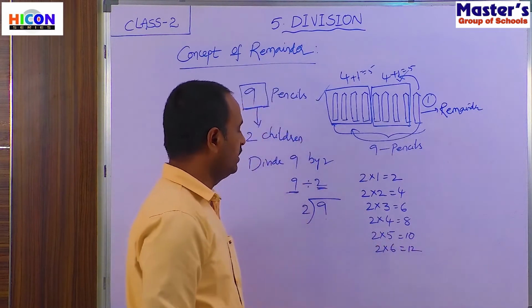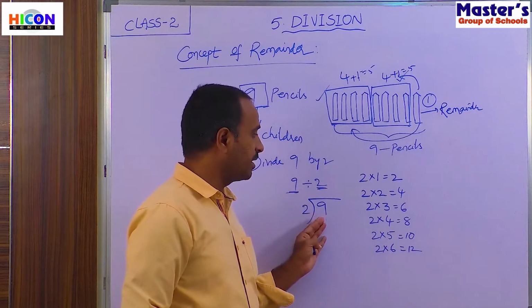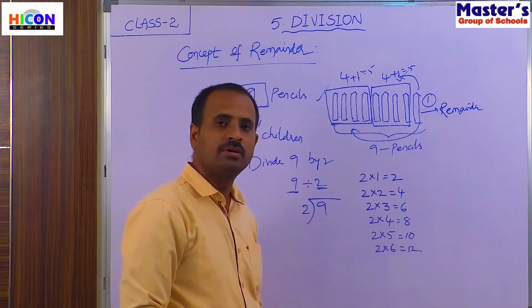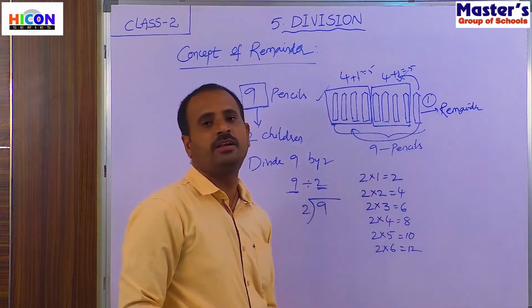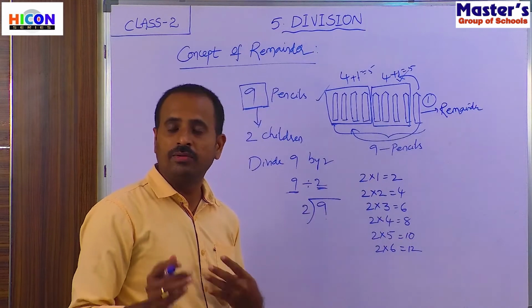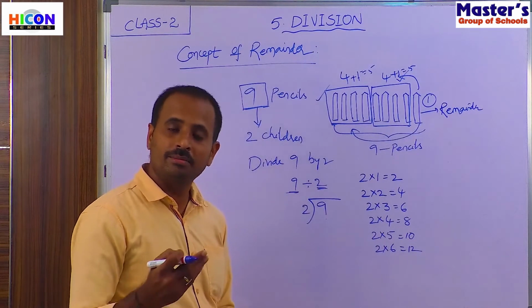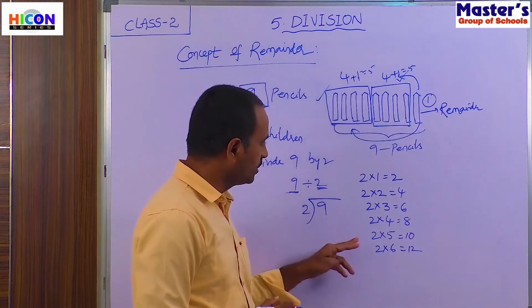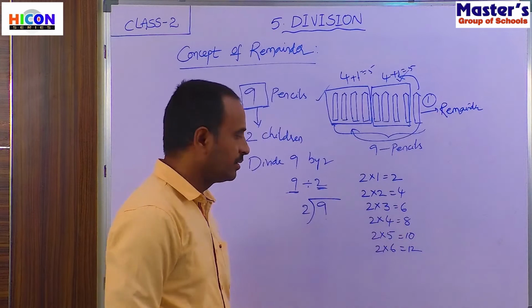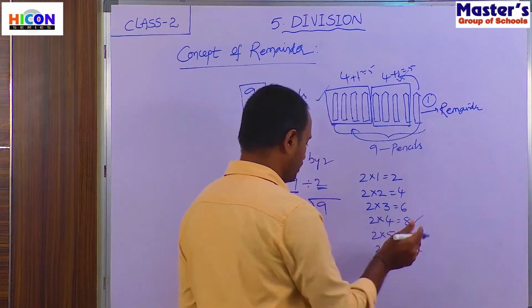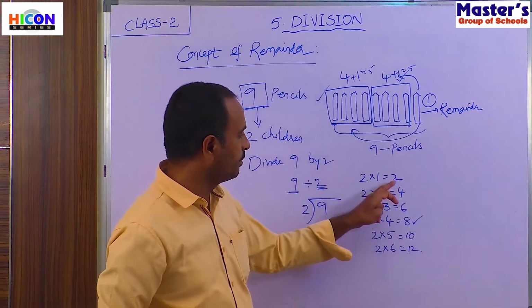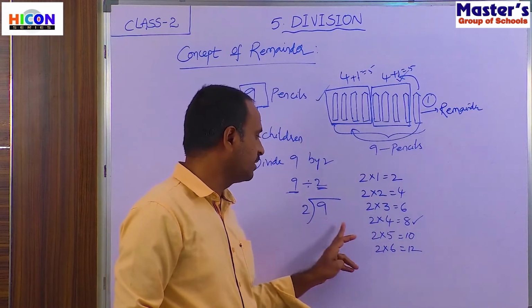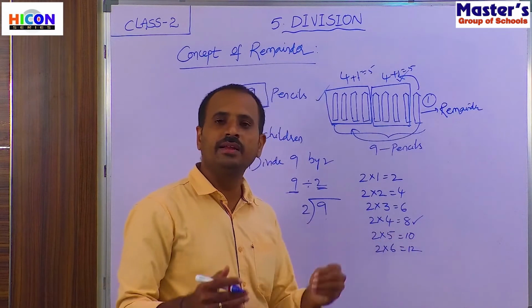So in this way, we did not get the number 9 in the table of 2. There is no 9 in the table of 2. So what do we have to do? We have to take the number which is just less than 9. There are many numbers less than 9, but we have to take the number which is just less than 9. The number just less than 9 is 8.